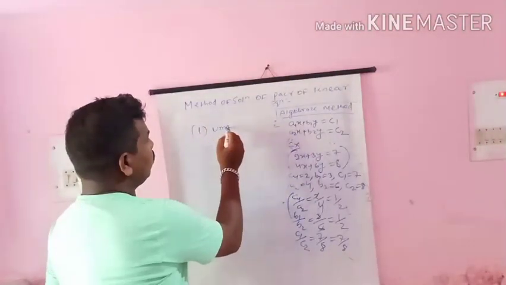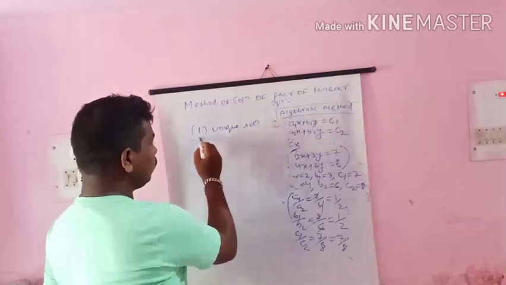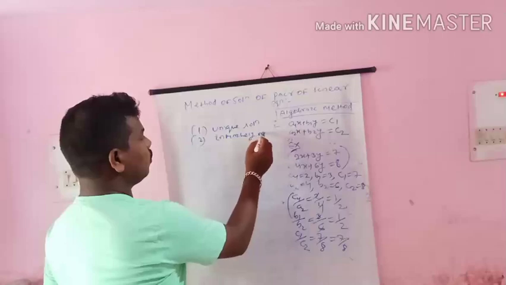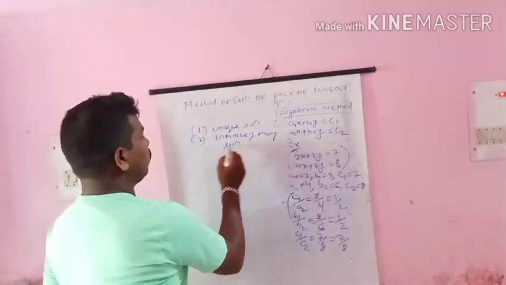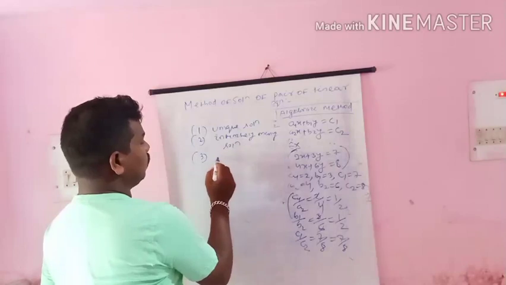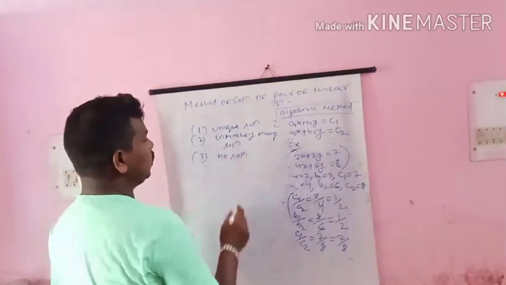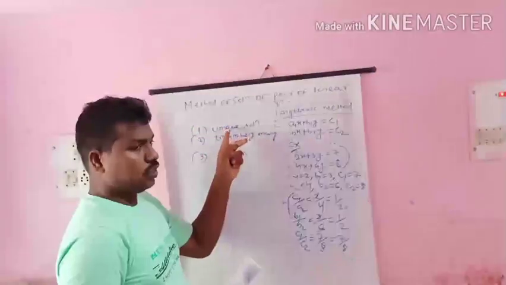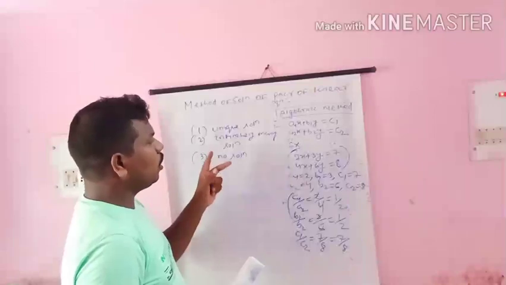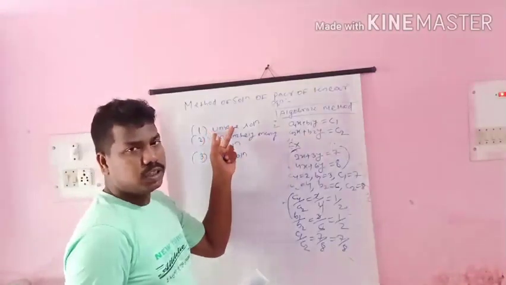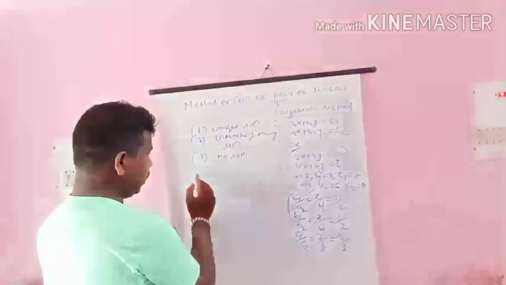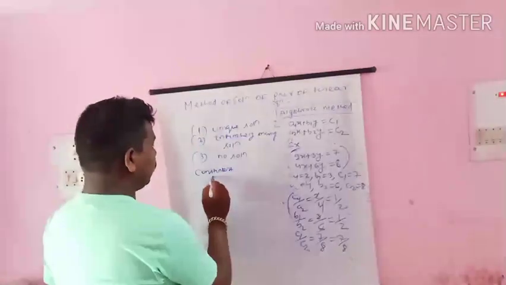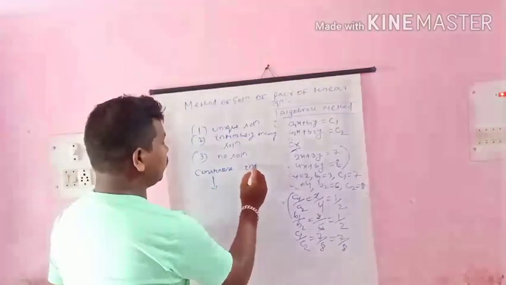First one is unique solution. Second one is infinitely many solutions. Third one is no solution. So these three types of solution we already discussed here. But from these three solutions, we check whether the equations are consistent or inconsistent. This is the most important part. Consistent or inconsistent.